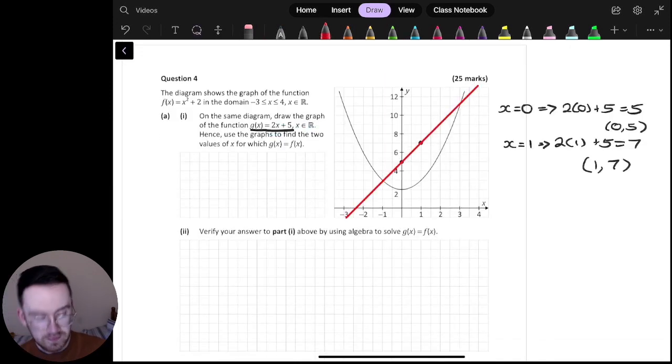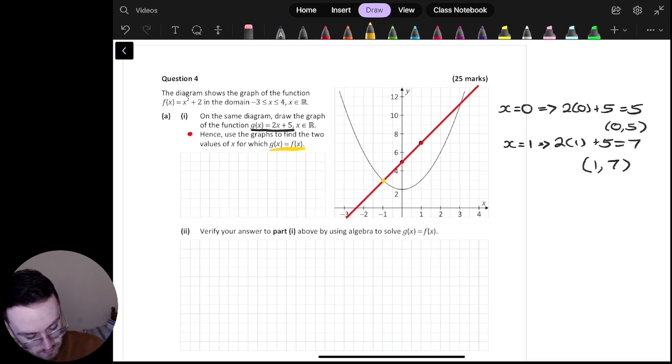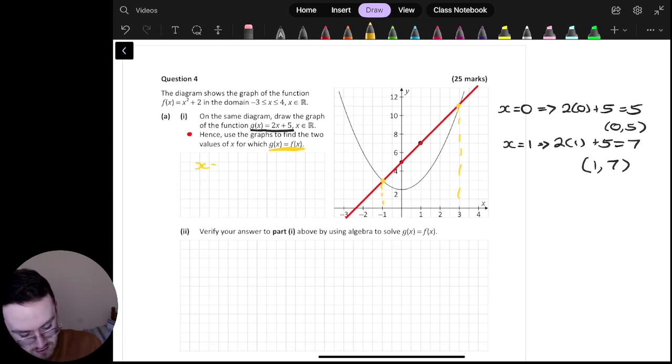So let's have a look. The next question says, hence use the graphs, so the second part of that question, to find the two values of x for which g of x is equal to h of x. So where they're equal is where the two graphs cross over. So it's roundabout maybe -1 and 3. So when x is equal to -1, x equals 3. Verify your answer by algebra.